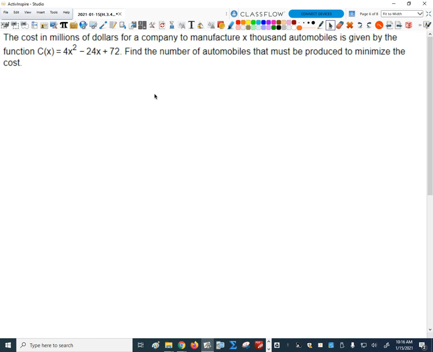So this is giving us the cost in millions of dollars for a company to manufacture X thousand automobiles, right? And it gives us this cost function, C of X equals this quadratic function, right? Okay, remember, X is the input. That's the thousands of automobiles being manufactured, and C is the output. We want to find the number of automobiles that must be produced to minimize the cost.